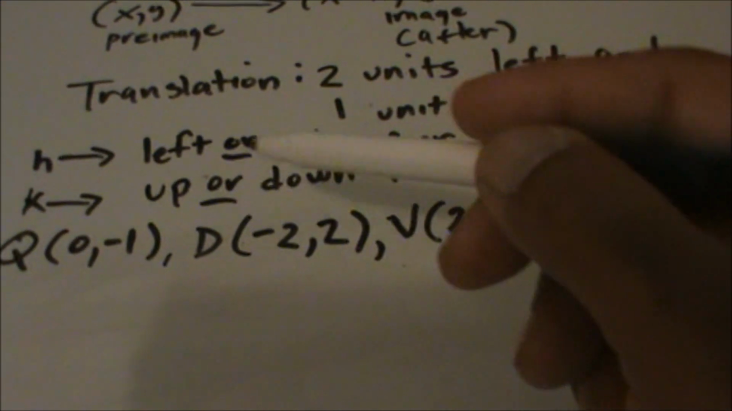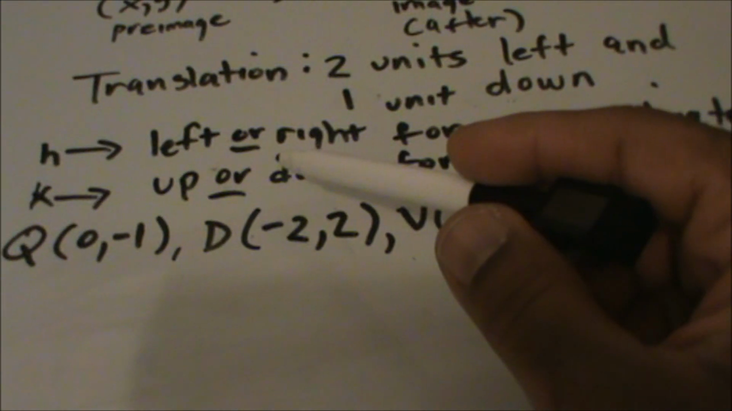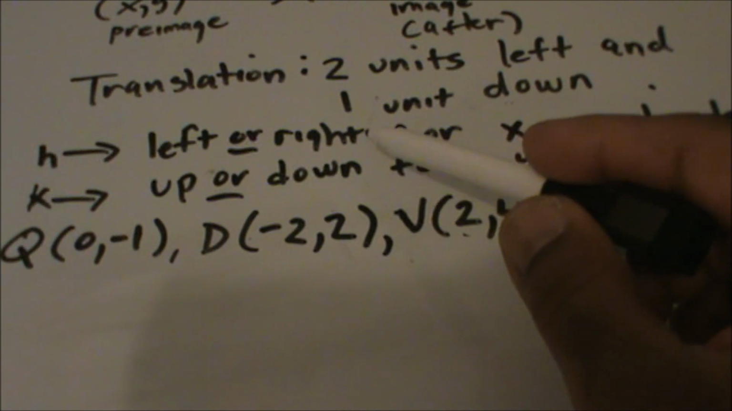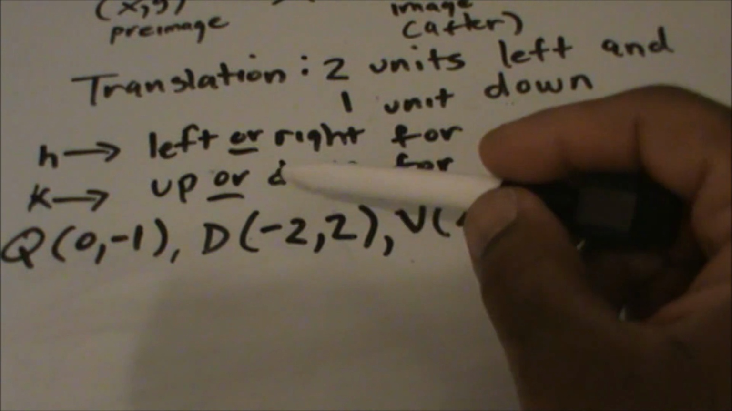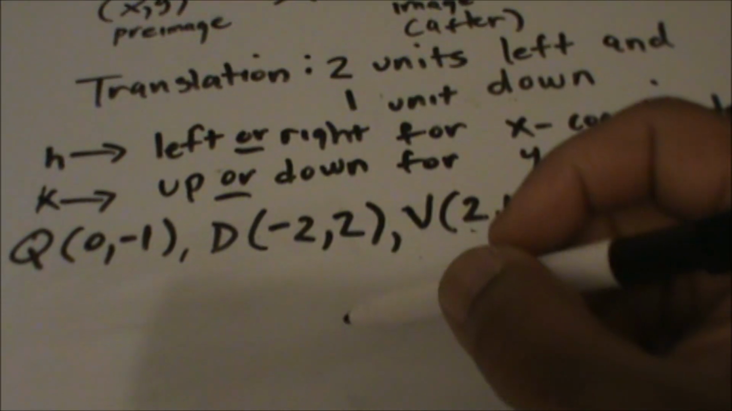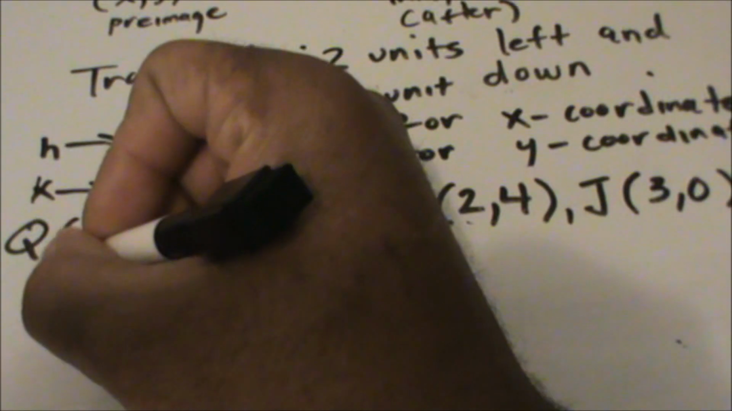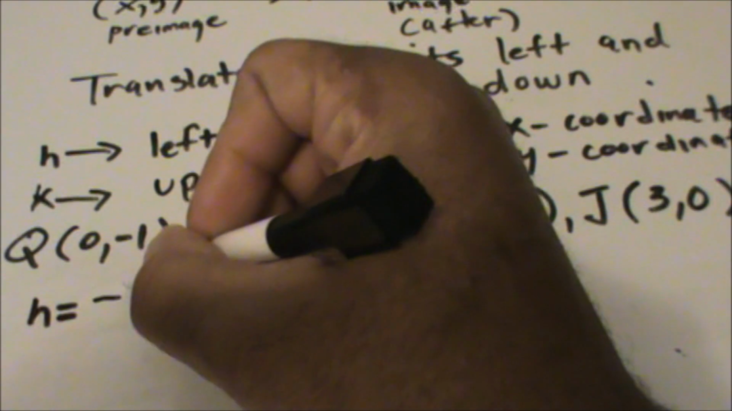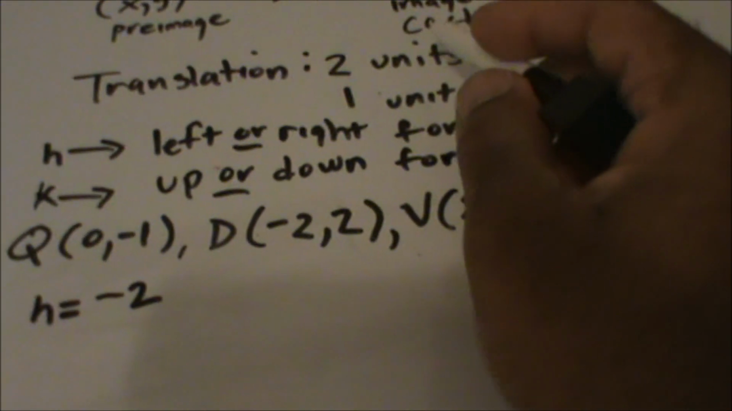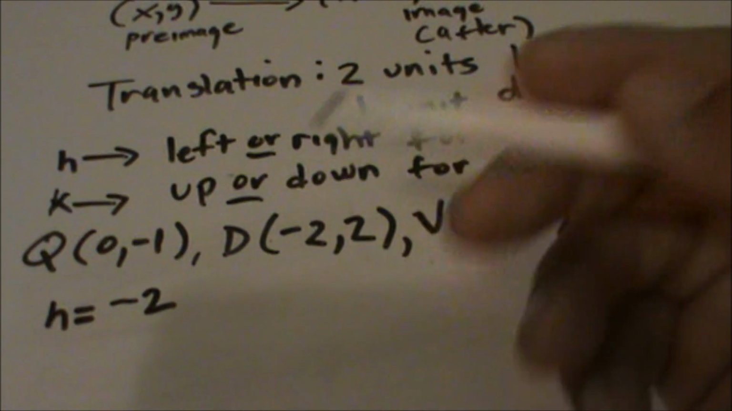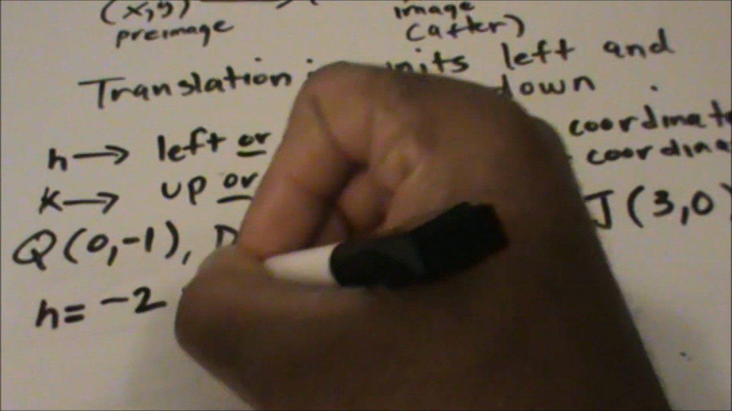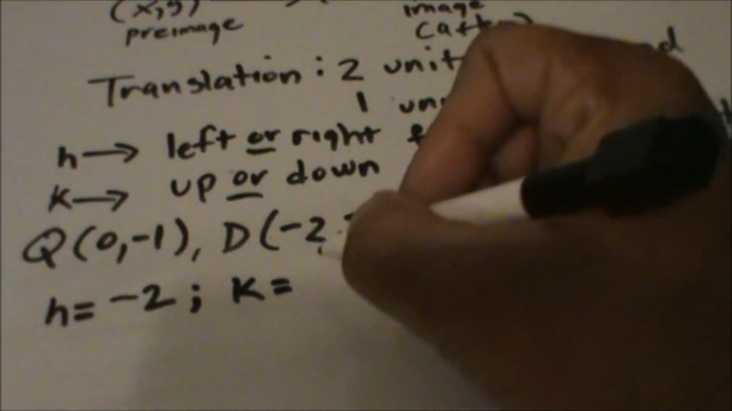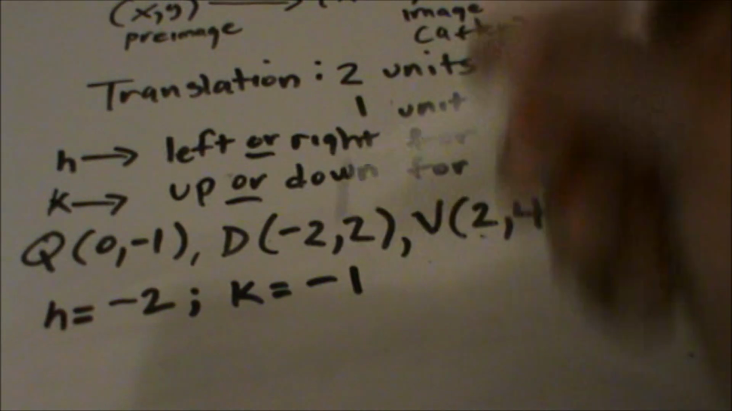Therefore, your H value can only move left and right for the X coordinate, and your K moves up and down for your Y coordinate. So in this case, H equals -2, because it's going from the origin to the left, which is the negative side. And K is 1 unit down, which will be negative as well.